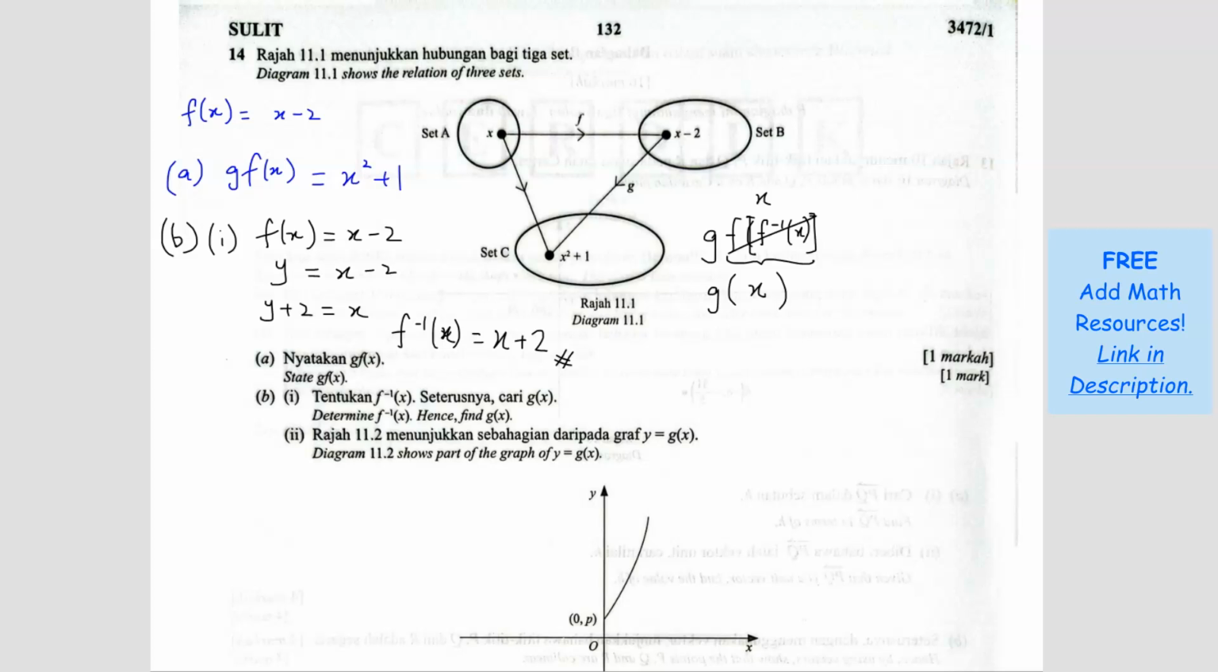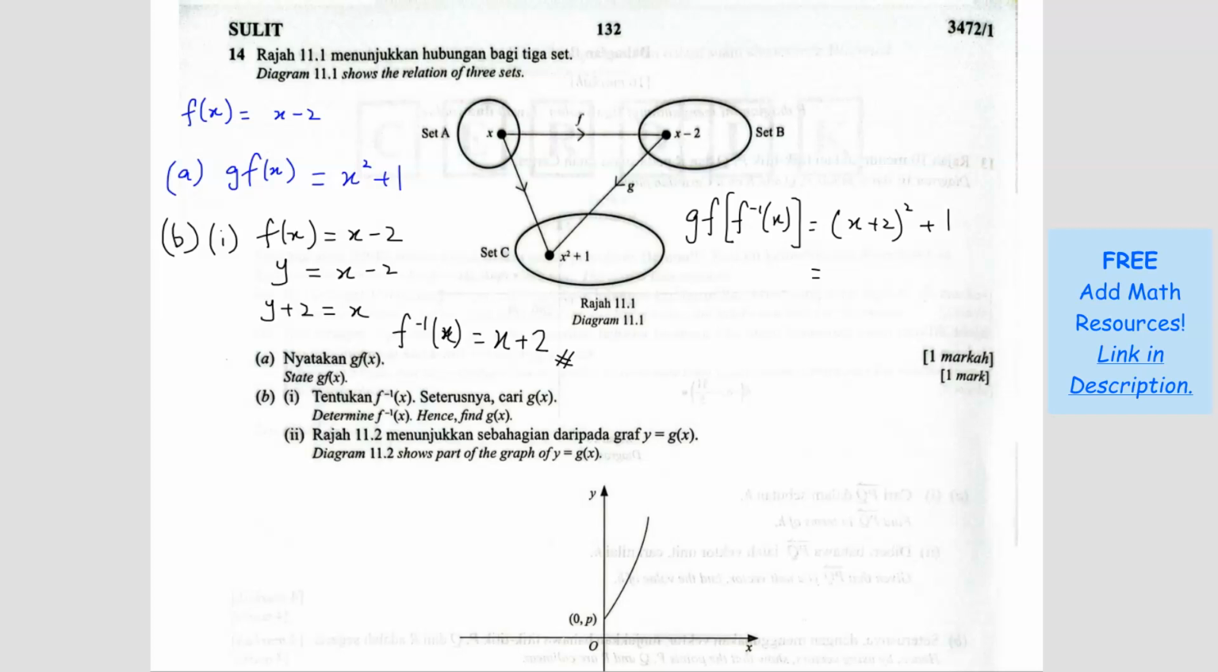That's what we're going to do. We are going to substitute the inverse function, f inverse x, into the gf function so that you can neutralize the f. I hope you understand what I'm saying. So gf, then we're going to substitute the f inverse. The f inverse here is x plus 2. So the x plus 2 you're going to substitute into this gf function. So instead of x squared plus 1, it becomes x plus 2 squared plus 1.